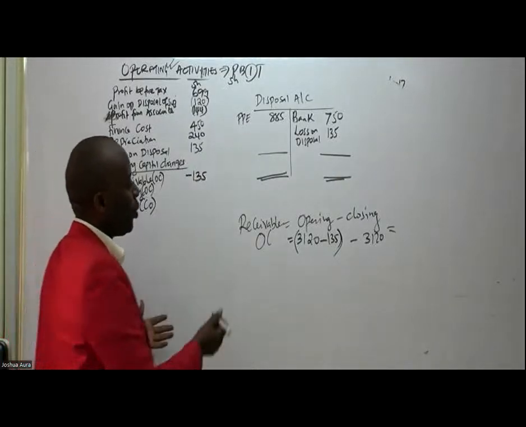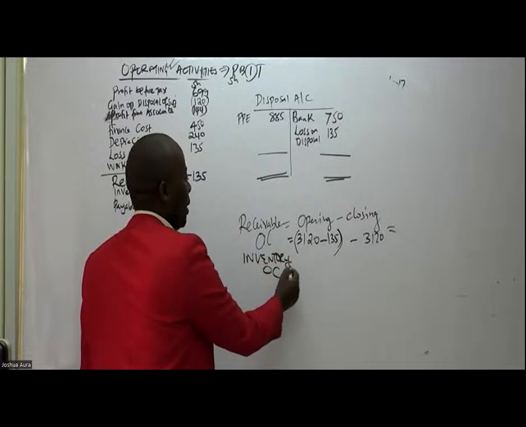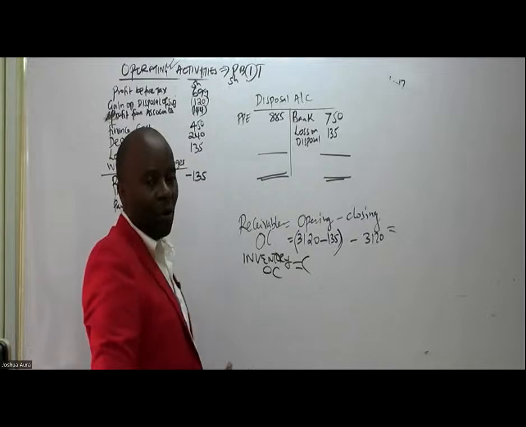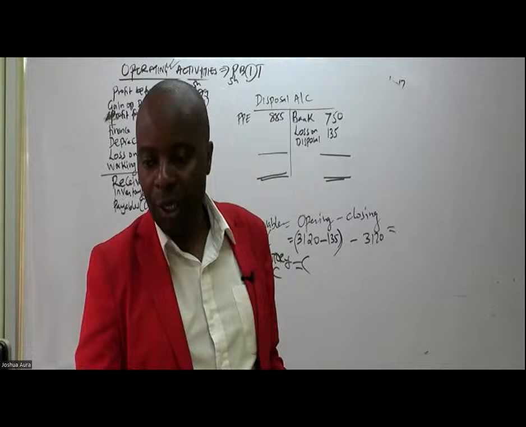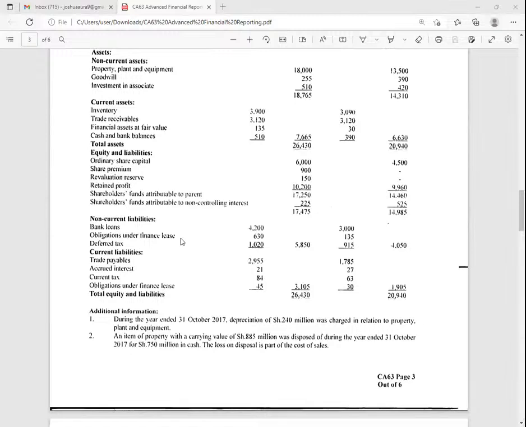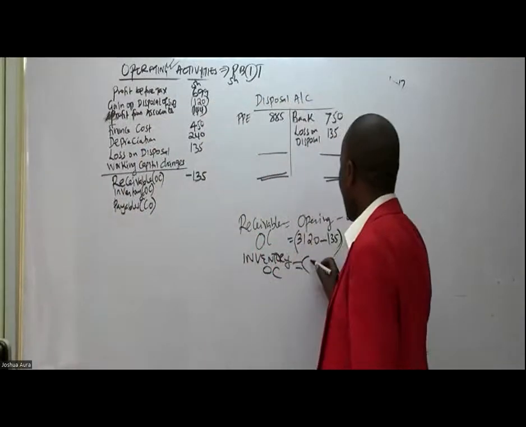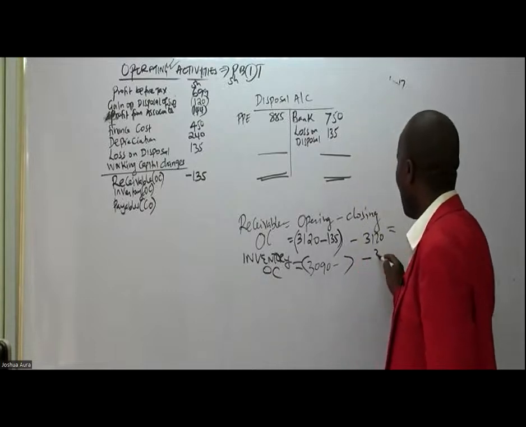And then we go to inventory and do the same. Inventory also is OC. Opening is for last year, the end of last year. If I look at the balance sheet that I have, inventory is 3090 opening. It's OC, opening minus closing. So we have 3090 minus something, minus closing, which is 3900.